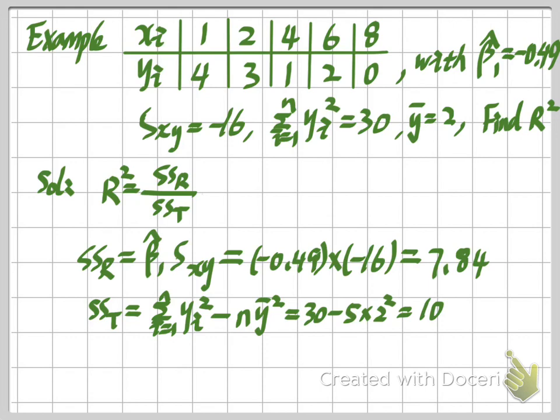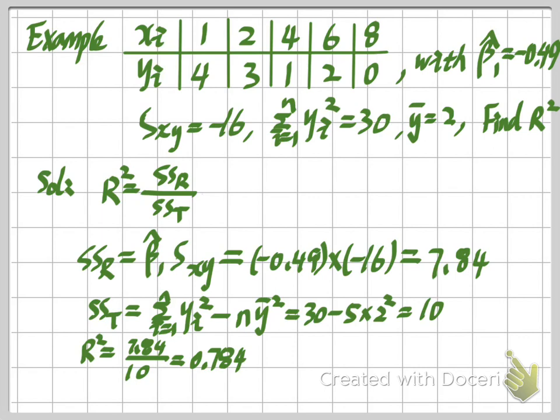When we have these two, we can compute our R squared. We just plug in these two values here, and the answer is 0.784. So this is our value for R squared.